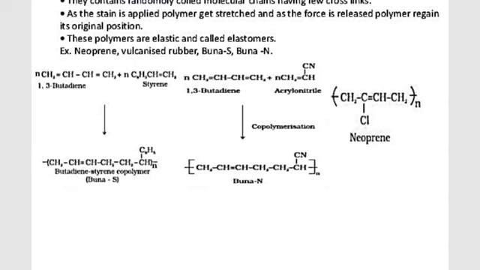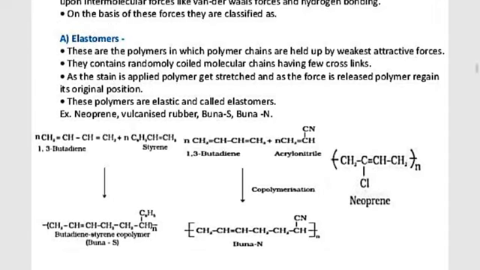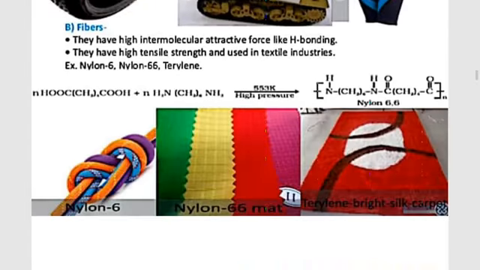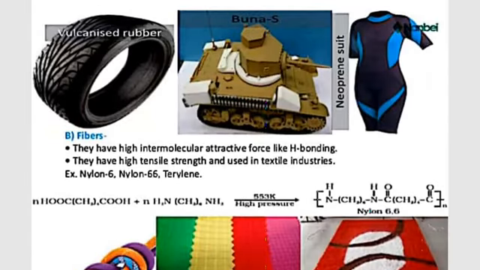For example, Buna S, Buna N, the rubbers that you have, synthetic rubber, natural rubber. 1,3-butadiene and styrene give Buna S, and 1,3-butadiene and acrylonitrile give Buna N. Neoprene is made from chloroprene. So these are elastomers. These have the weakest intermolecular force. These elastomers are used to make rubber, like tires, wherever you use it, suits and all.